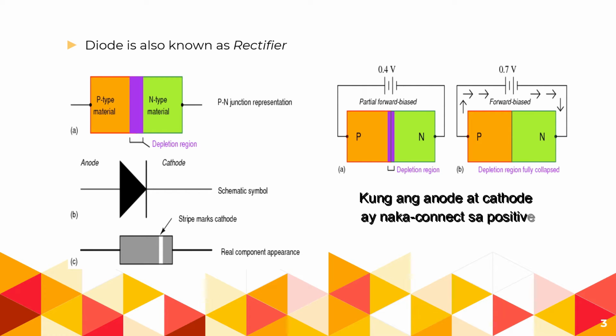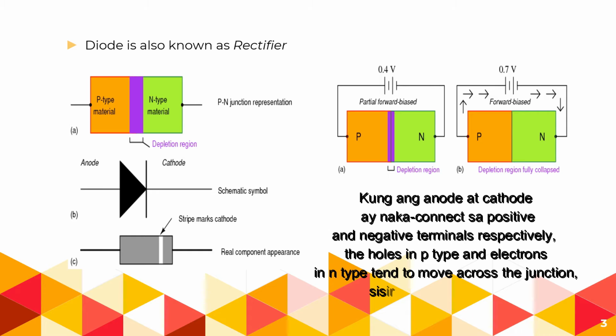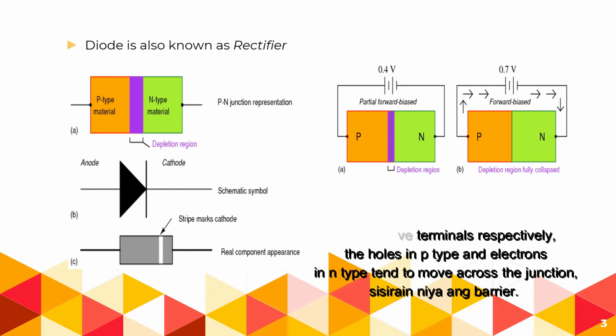If the anode and cathode are connected to the positive and negative terminals, respectively, the holes in P-type and electrons in N-type tend to move across the junction.